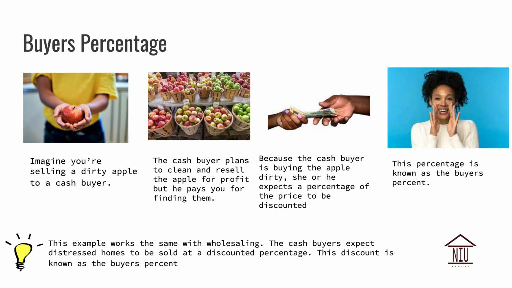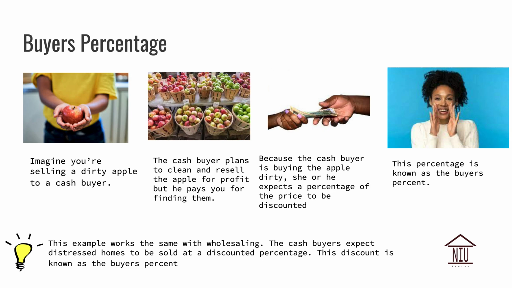Buyer's percentage. Imagine you're selling a dirty apple to a cash buyer. The cash buyer plans to clean and resell the apple for profit, but he pays you for finding them. Because the cash buyer is buying the apple dirty, he or she expects a percentage of the price to be discounted. This percentage is known as the buyer's percent. This example works the same with wholesaling. The cash buyer expects distressed homes to be sold at a discounted percentage. This discount is known as the buyer's percent.